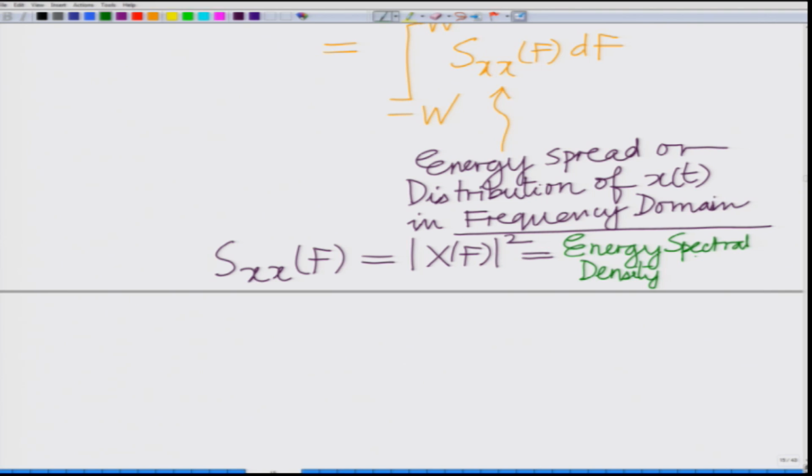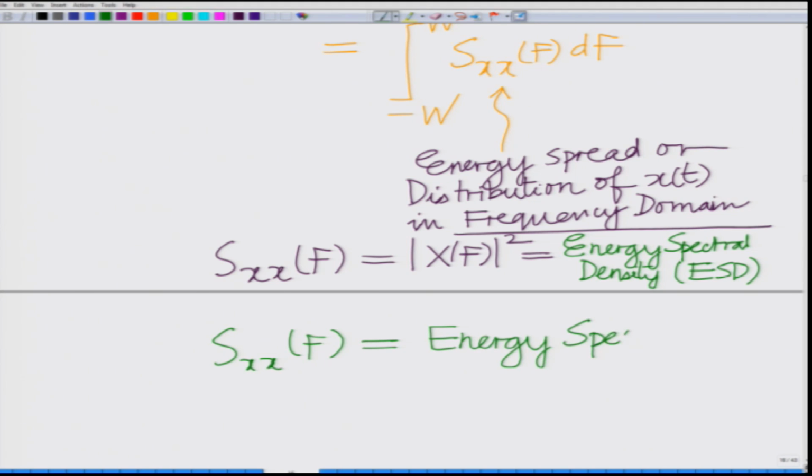So, this is known as the energy spectral density or the ESD. Sxx of f is the energy spectral density of x of t, correct. It is giving the density of the energy of x t in the frequency domain.